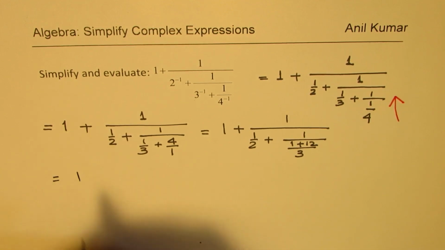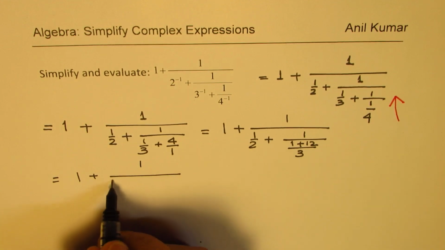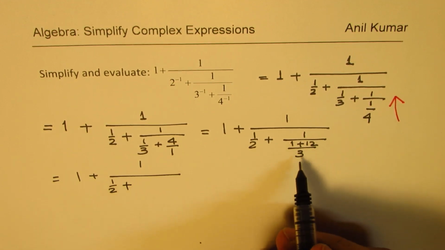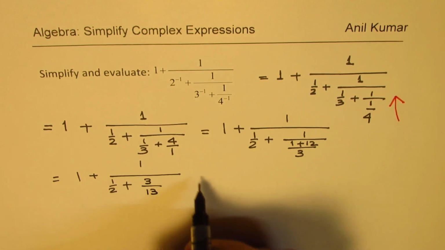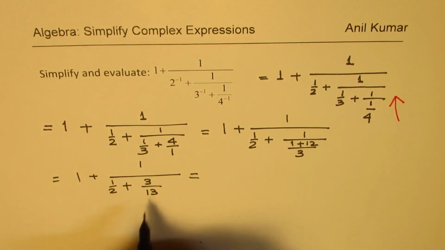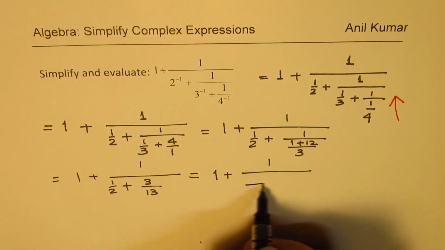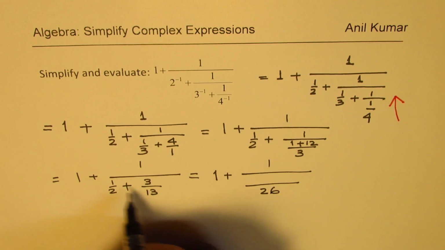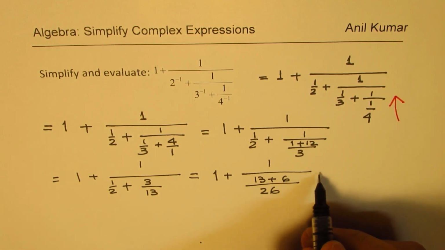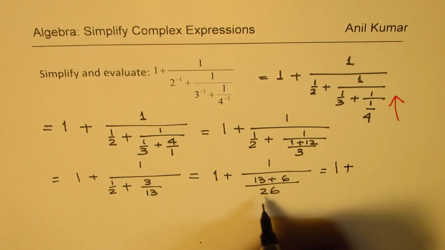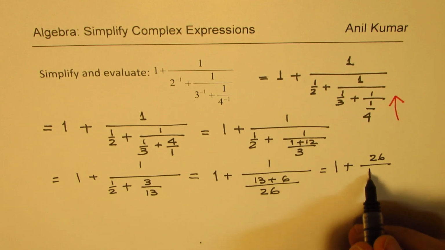Now that could be written as 1 plus 1 over half plus, now 3 goes up, 13. So we get 3 over 13. Clear? 2 and 13, 26 is the common denominator. Cross multiply 13 plus 6. So that gives you 1 plus 26 goes up. 6 plus 13 is 19.